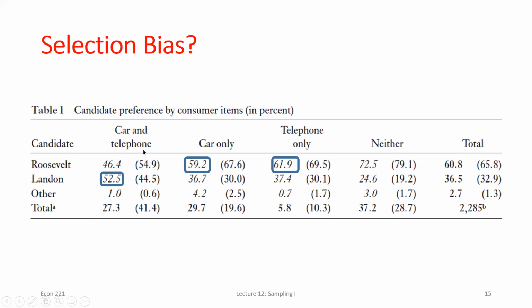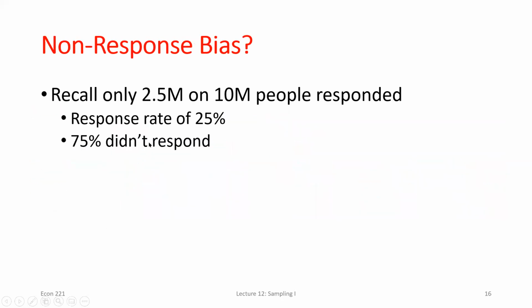Any questions on this before we keep moving? So this really is highlighting our selection bias. We over-selected from this group. What about a non-response bias?